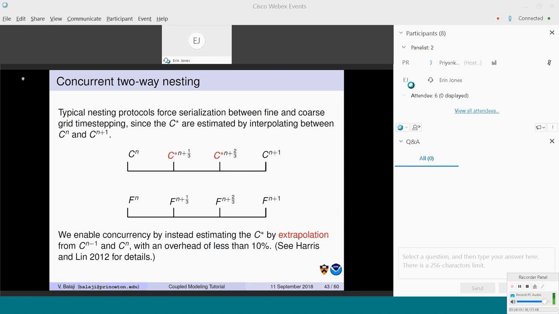So the innovation we did in this paper is that to get these numbers, you use what's called an Adams-Bashforth time step, which instead of interpolating, you take Cn minus 1 and Cn and you extrapolate to get these two numbers. And with that, we're able to run these two things concurrently because now Fn plus 1 third does not have to wait for Cn plus 1. And then now I'm going to get into some of the issues that we run into when you try to do similar things in the ocean. But this much is clear, right?